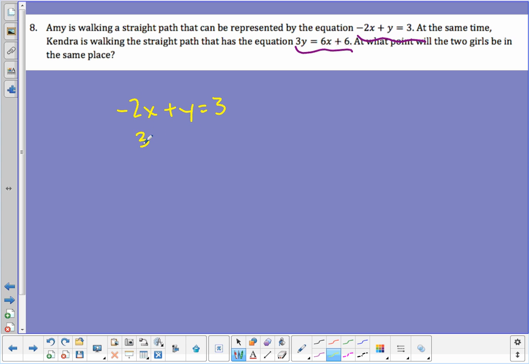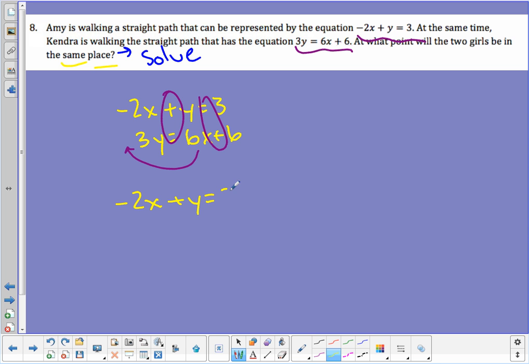I have 3y is equal to 6x plus 6. Now I want to know when they're going to be in the same place, which means I'm trying to solve it. Okay, but if I take a look at this, I have a plus sign with an equal sign and an equal sign with a plus sign, and that's not going to help me. So I need to fix one of these. I'm going to move this 6x back so that I have them both in standard form. So if I do that, the top equation's fine. It's already in standard form. So negative 2x plus y is equal to 3. Bottom equation is going to be negative 6x plus 3y is equal to 6.